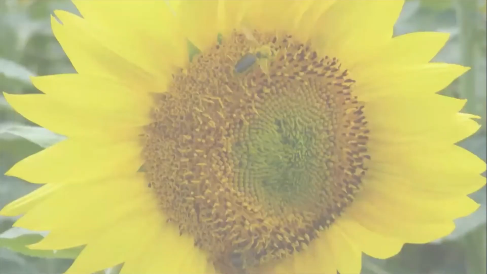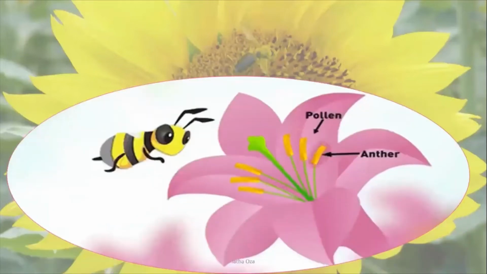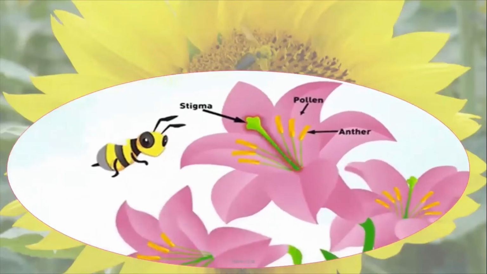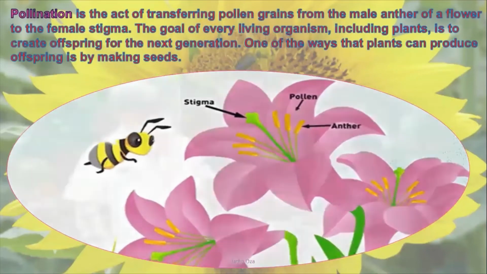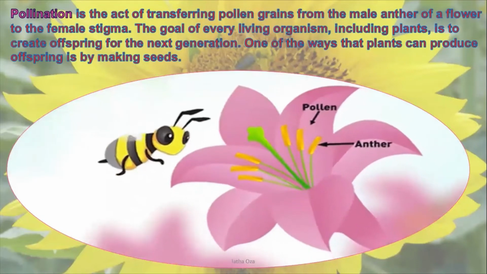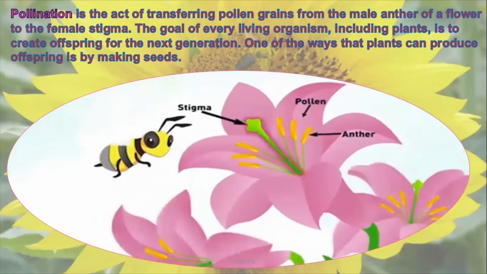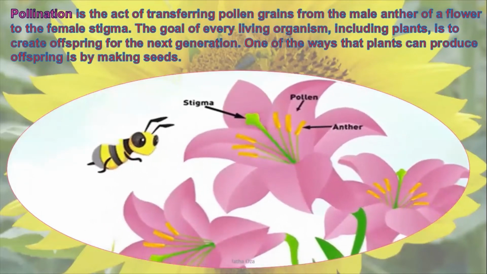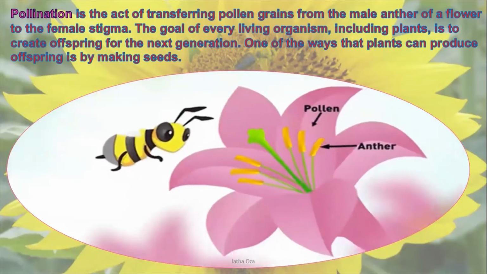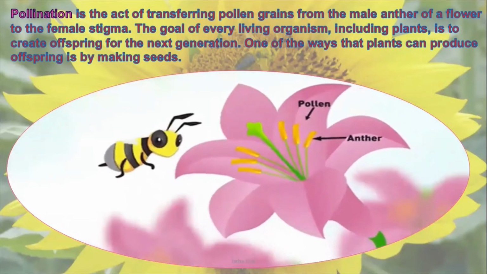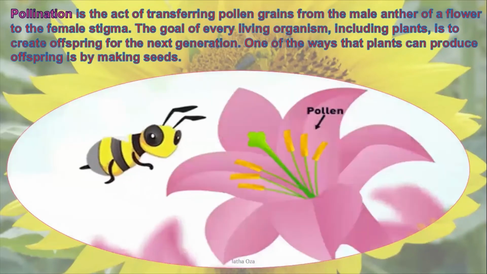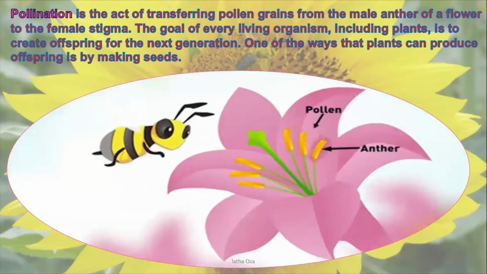The transfer of pollen grains from the anther to the stigma by various agents is called pollination. Pollination is the act of transferring pollen grains from the male part of a flower to the female stigma. The goal of pollination, including in plants, is to create offspring for the next generation. One way that plants can produce offspring is by making seeds.